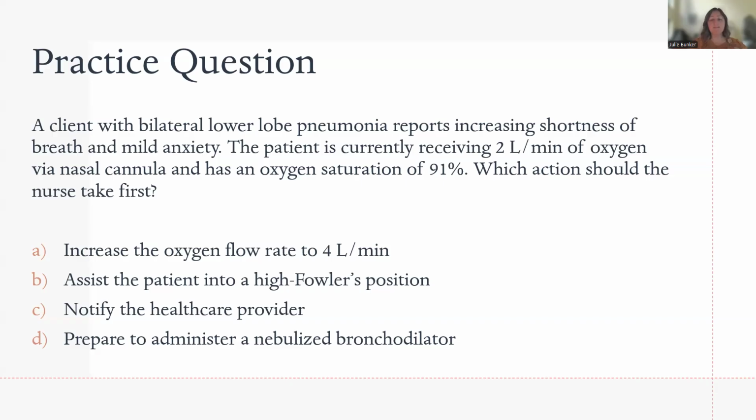Let's sit them up. Let's have them cough and deep breathe. Try all of those things before you jump to either increasing the oxygen, giving a nebulizer treatment. Lastly, you'd call the healthcare provider and give them an update, especially if those interventions were not helpful. Okay.